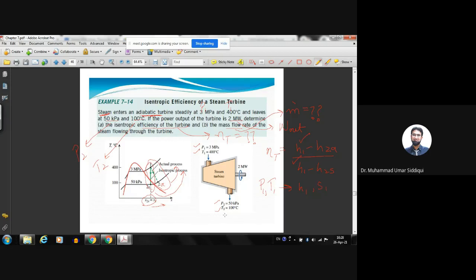Then we have the exit pressure and temperature, P2 and T2. Obviously, as I told you, these are the actual values. So we'll have P2 and T2, and these are the actual values. These two values are going to give us H2, but definitely this will be H2a, since these are the actual values. Now we need to find H2s. If we get H2s, then we have all the values to determine the isentropic efficiency of the turbine.